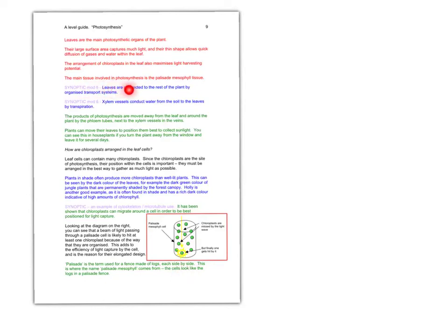The main tissue involved in photosynthesis is the palisade mesophyll tissue. That's the idea that there's this mesophyll tissue that has all these chloroplasts stacked one on top of the other. Those are the four big ideas you've got to get out of this.